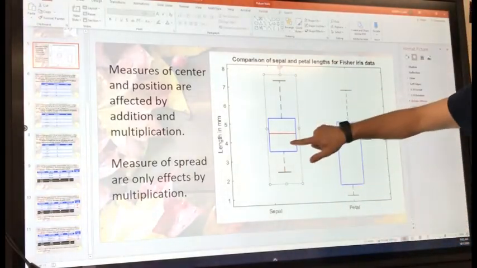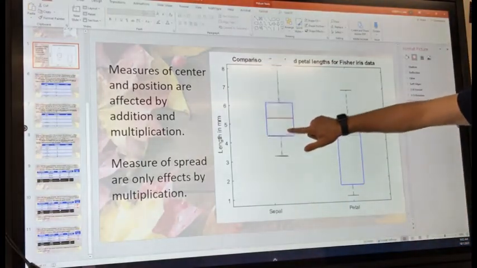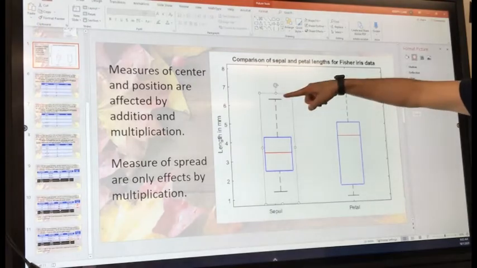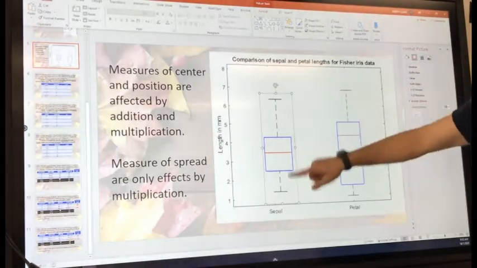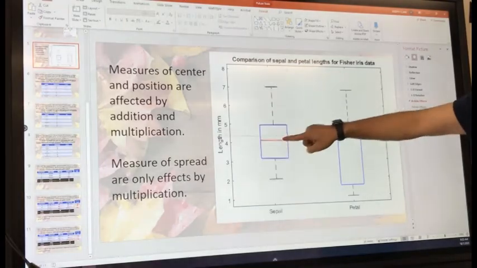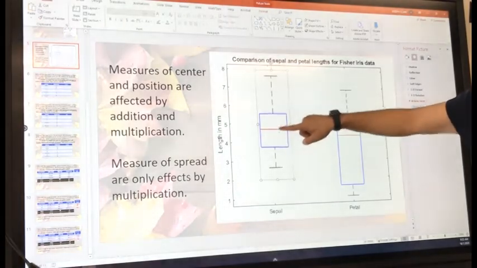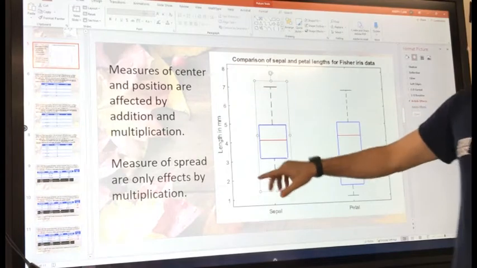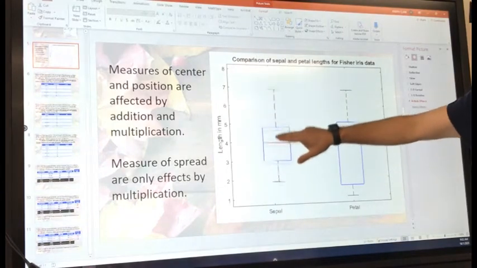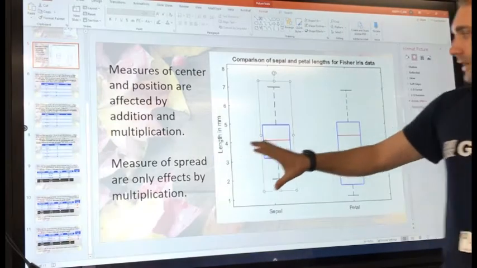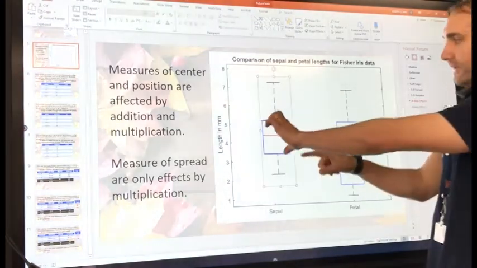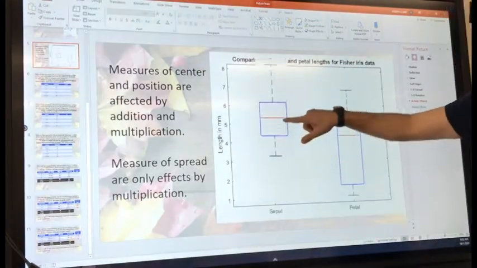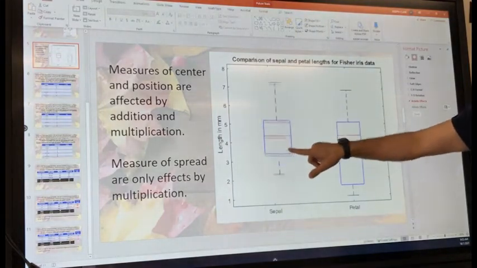So, if I'm adding a value, notice the Q3, the max, and the min move with it. Notice my median also moves with it. But does moving up, adding or subtracting values, affect the IQR, the range? No. As you see, does this get bigger or smaller as I'm moving up? No. So the IQR is not affected.